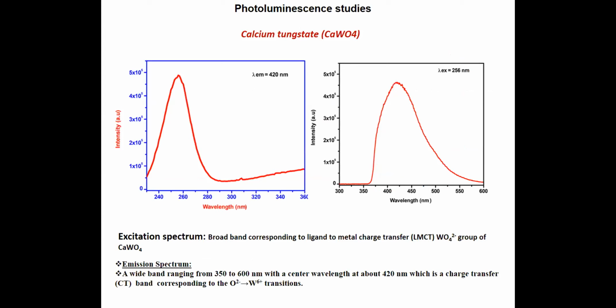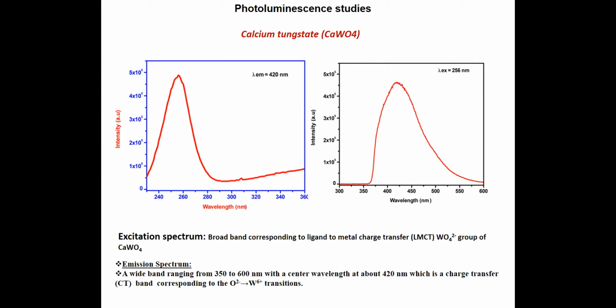Moving to photoluminescence studies, first we see the photoluminescence analysis of calcium tungstate phosphor. The first figure is the excitation spectrum, and the second figure is the emission spectrum. When we look into the excitation spectrum, it is recorded on monitoring the 420 nanometer emission of the tungstate group. Here we can see a broad excitation band.